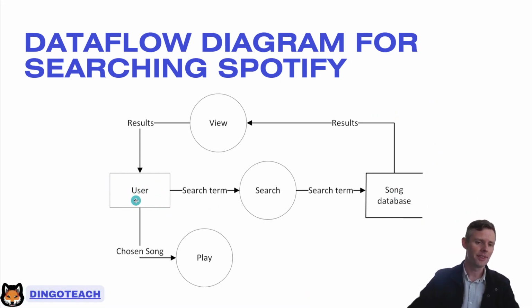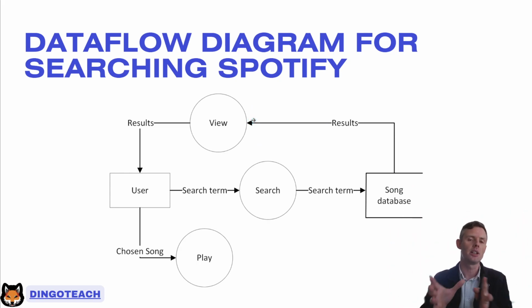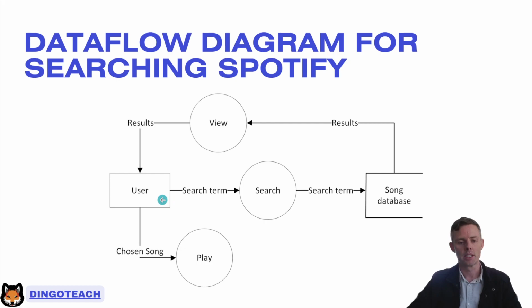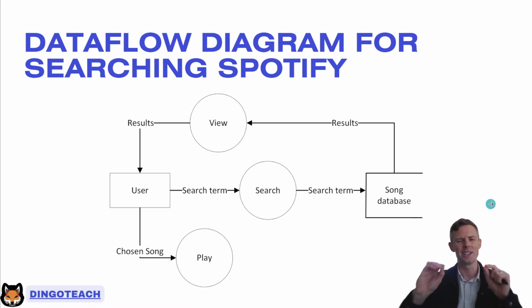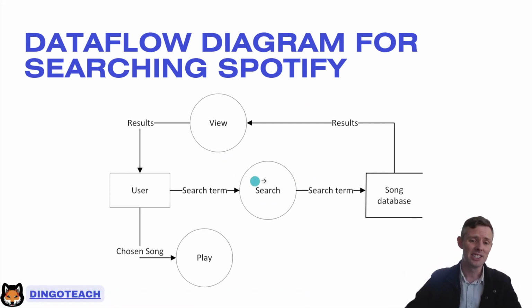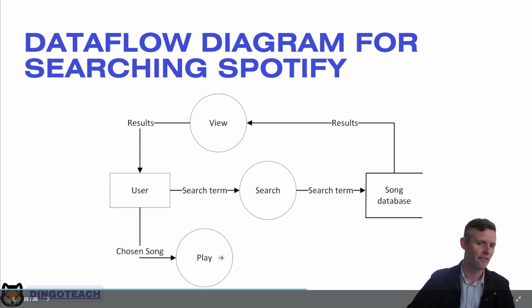So the user would send in a search term, which then sends it onto the database to have a look at what songs are in the database, and it would send back the results to another process, which would format them in a nice, pretty little way that the user can see. And then finally, the user would choose a song, which then is played by Spotify. So this is a really, really simple search, see your results, play a song kind of thing from Spotify.